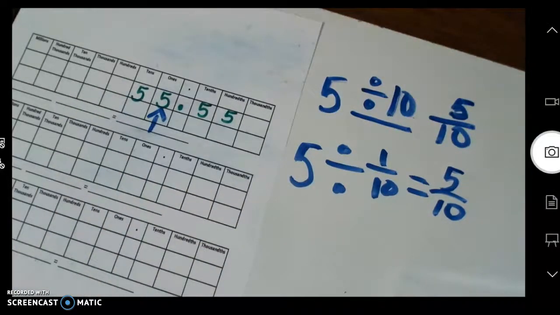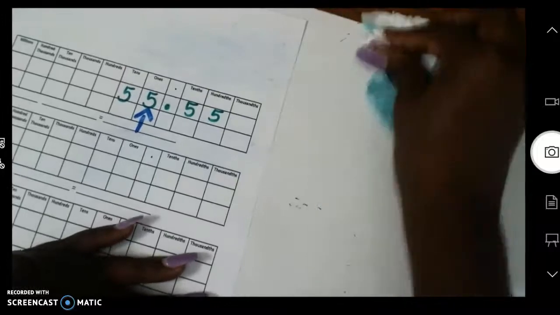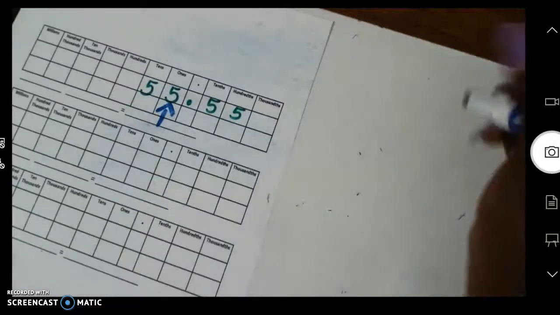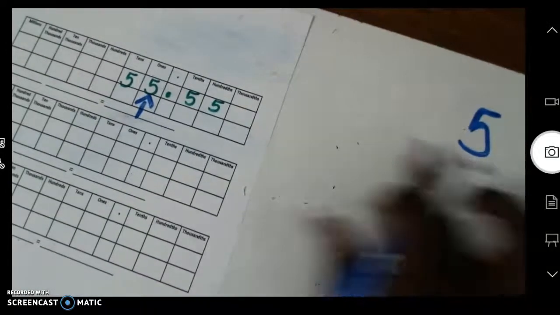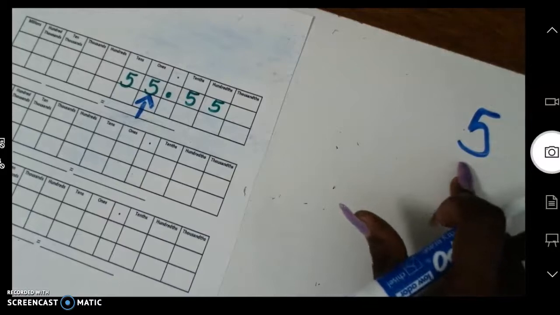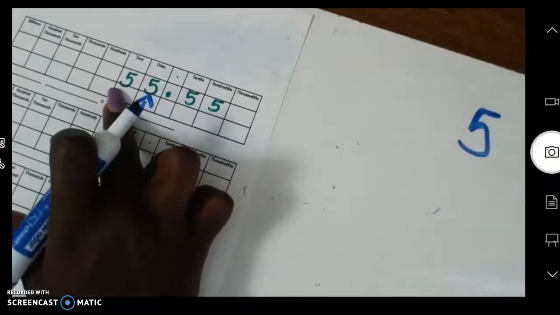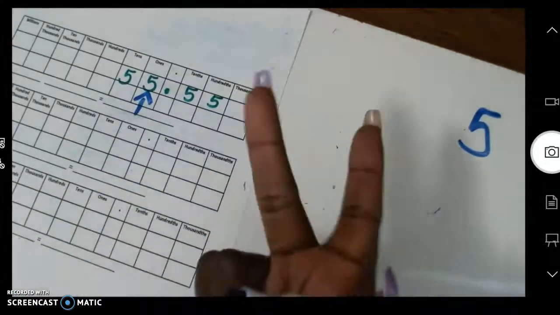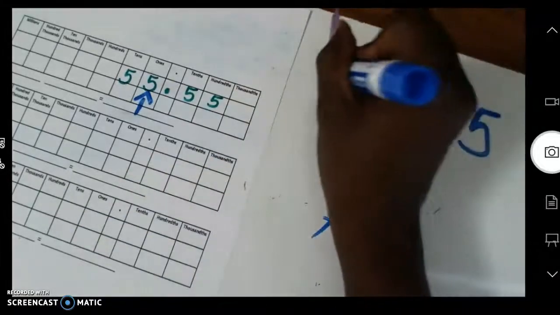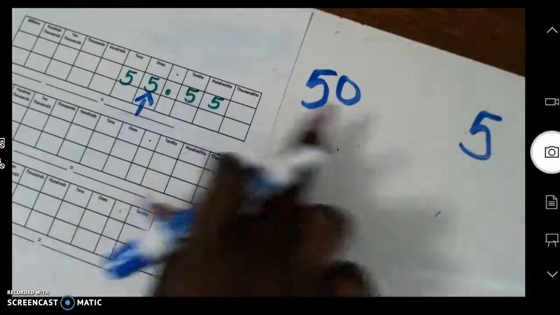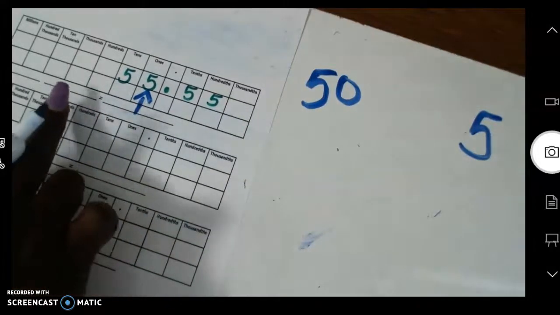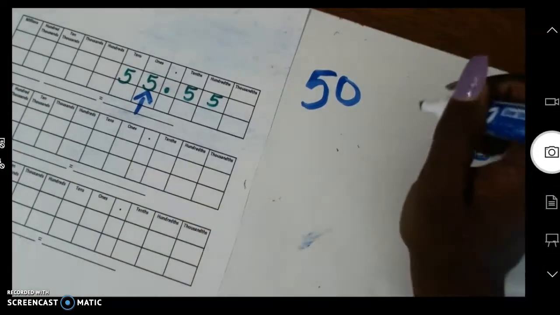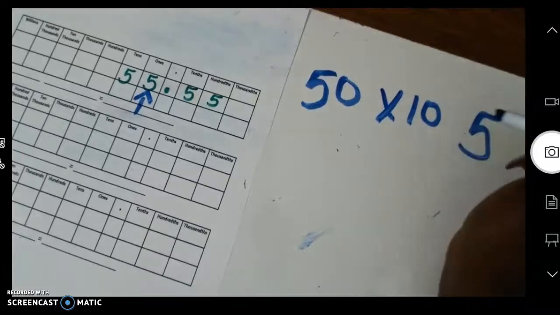Now let's compare the digit of the 5 in the ones place to the 5 in the tens place. The 5 in the ones place has a value of 5. And I want to compare it to the 5 in the tens place. Well, the 5 in the tens place has a value of 50. 10, 20, 30, 40, 50. Because I moved from right to left, that means I increased in value. And therefore, that means I multiplied times 10.